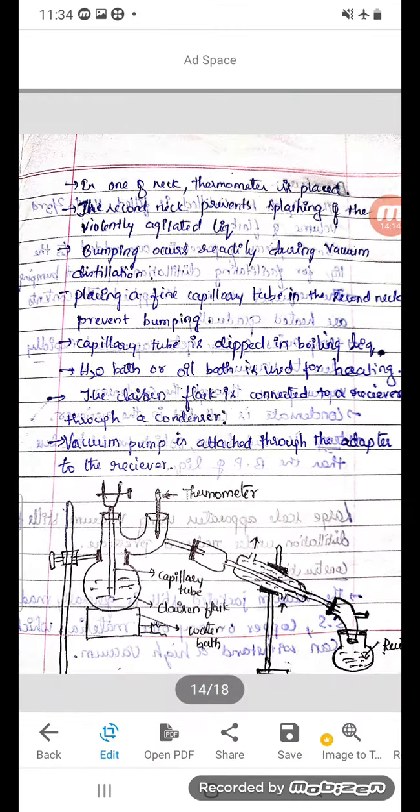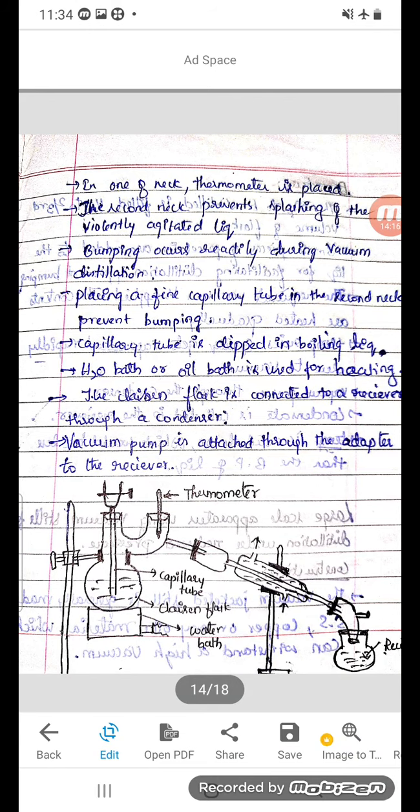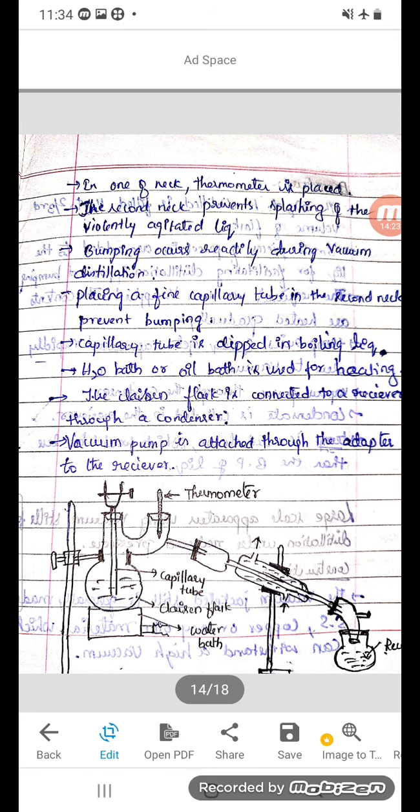So next is the procedure. The liquid to be distilled is filled one half to two thirds of the volume of the flask. The flask should not be completely filled. It should be filled half or two thirds of it. Small pieces of porcelain should be added to avoid bumping.